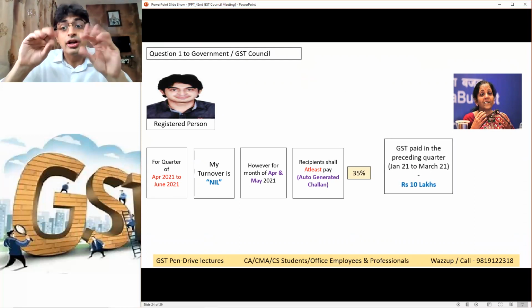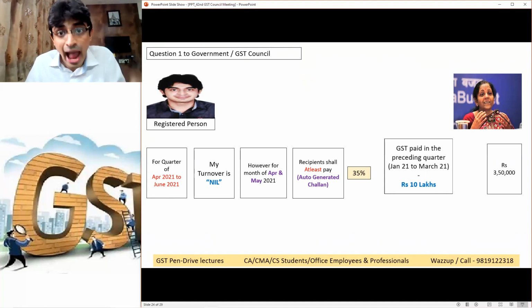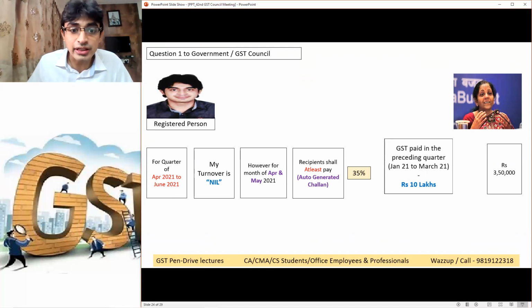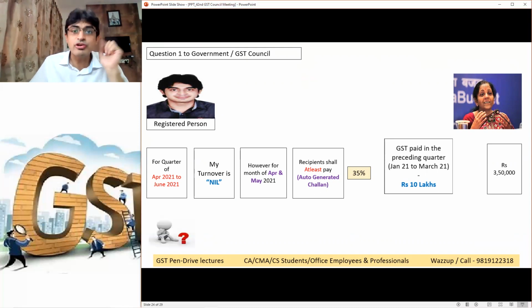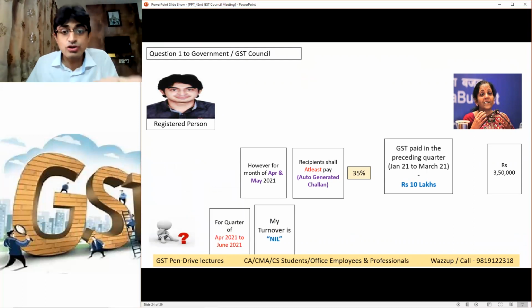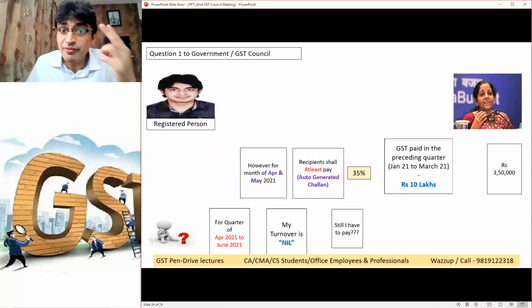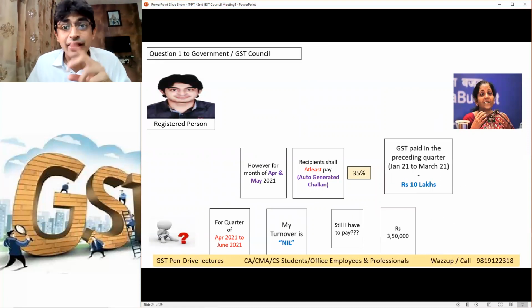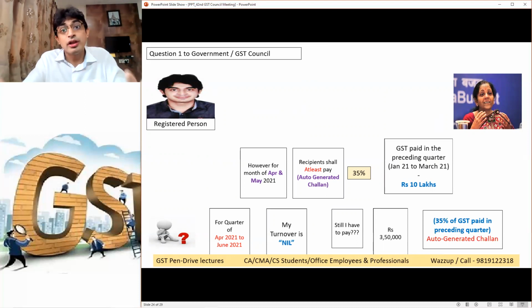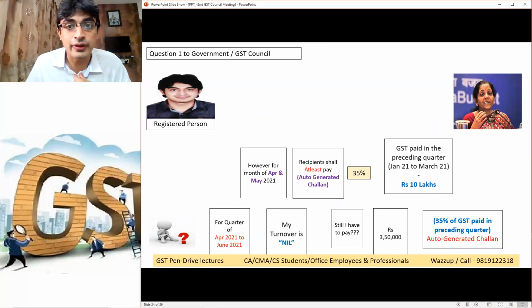So I had paid 10 lakh rupees in the preceding quarter into 35%. I will have to pay 3 lakh 50. Now I have not made any sale. So what I'm asking the government, question number one: for the quarter of April to June, my actual turnover is nil. My GST liability is nil. Still, I will have to pay rupees 3 lakh 50, 35% of the amount paid in the preceding quarter. This is one query which I'm raising to the government. Currently, there is no answer.